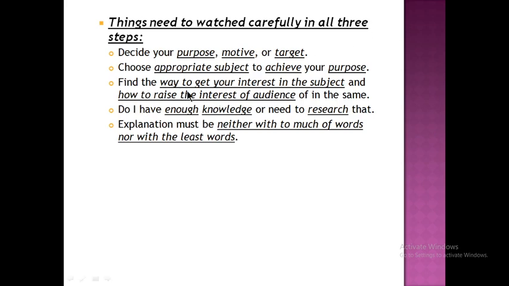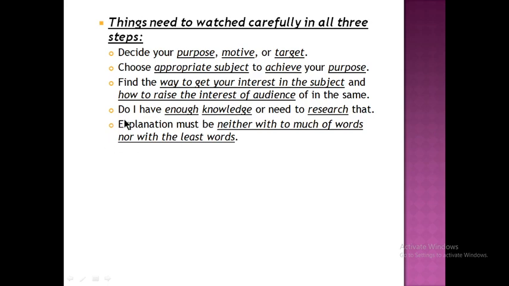Next one is, find the way to get your interest in the subject. You must find the way which can get your interest in that subject, and which can help you to get the interest of others as well. The same is written: find the way to get your interest in the subject and how to raise the interest of the audience in the same. It is altogether your duty.